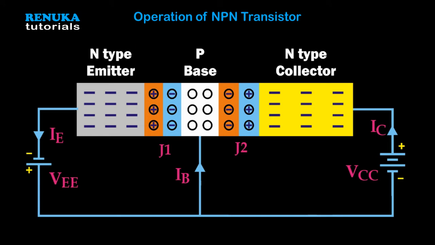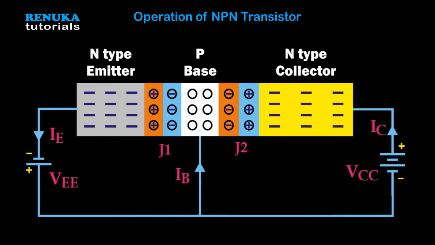So in the diagram you can see the negative terminal of the battery VEE is connected to the N-type emitter, and the positive is connected to the P-type base where holes are there. Then towards the right-hand side, the output side, that is the collector to base region, the collector is connected to the positive terminal and the collector is of N type. So this is how reverse biasing is achieved at the output.